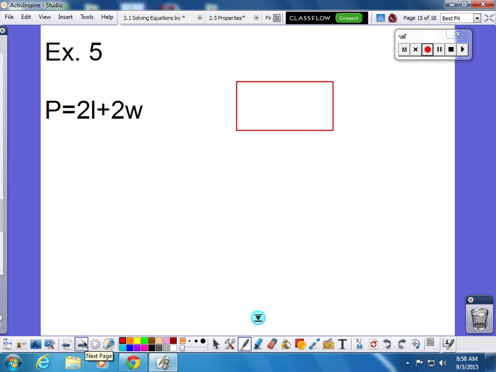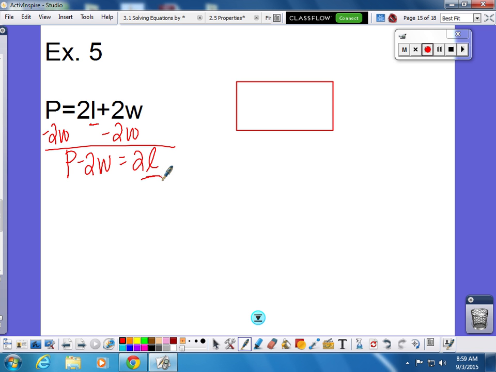All right, let's look at this one. You recognize this formula, P is equal to 2L plus 2W. You're finding the perimeter of a rectangle. If I want to solve for the length, what would I do first? We're going to treat everything else like it's a number. Subtract the 2W. So perimeter minus twice the width is equal to twice the length. I'm looking for L. Keep a focus on what you're looking for. What would I do? Divide by 2.